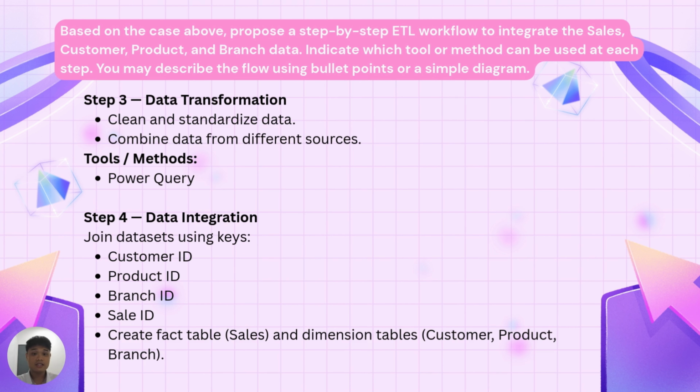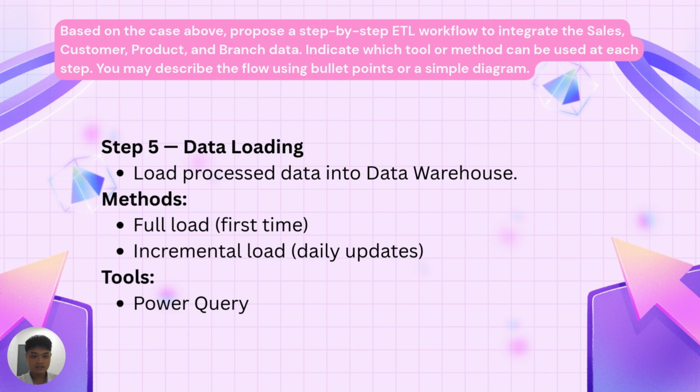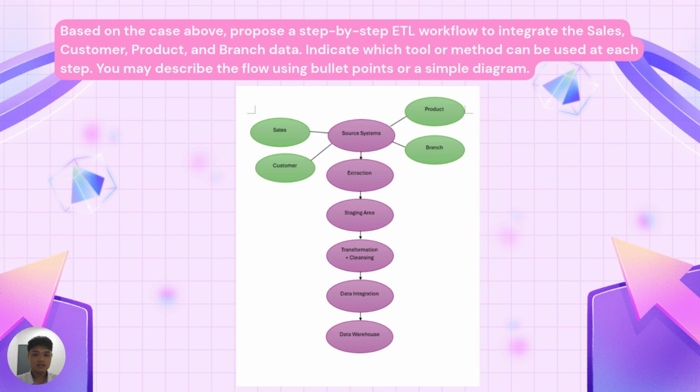And step 3 is data transformation. That is clean and standardize all the data and combine the data from the different sources. And step 4 is data integration. We join the database using keys, that is customer ID, product ID, branch ID, to build our fact table for sales and dimension tables. And the last step, step 5, is data loading. We load the processed data into the data warehouse, first with a full load, then with incremental daily updates using Power Query. And this is the summary of the ETL workflow.